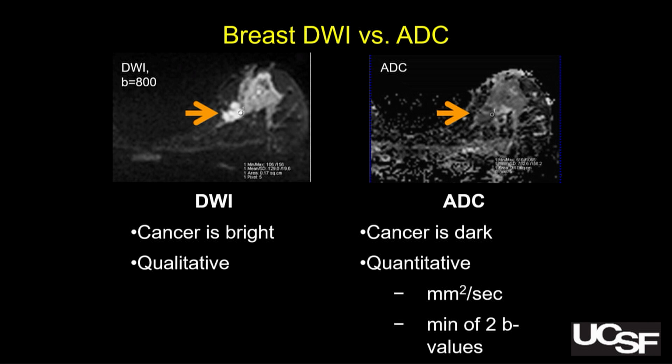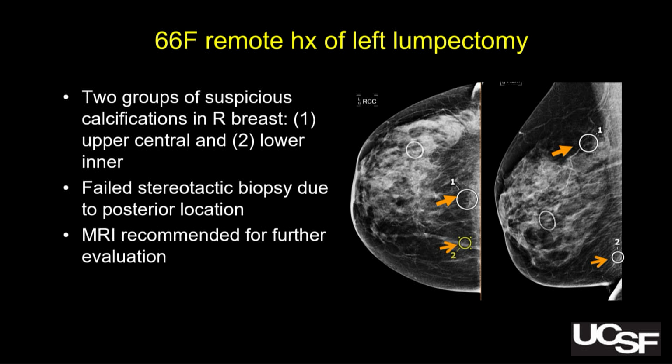And you do need at least 2 B values in order to get an ADC map. So usually 0, 800. If you have a fancier scanner, you can even try 1,000 or 1,200. But even at 1.5, we can do 0 and 800 usually. I can talk to anyone about that later if they want to try this.